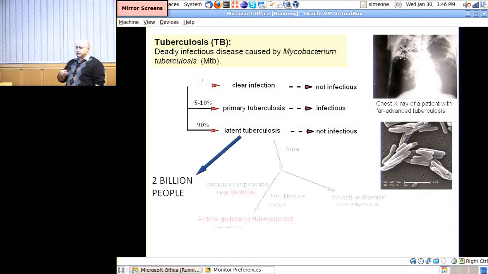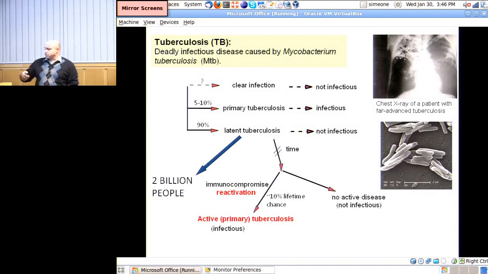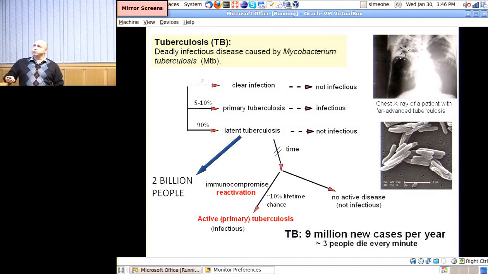The problem is, as Brian mentioned in the introduction, that we have a pool of latently infected individuals which is pretty large. We're talking about one third of the world population. And what happens is, during the lifetime, there is a chance, quantified at approximately 10% during the lifetime of the host, of reactivation due to many different causes.